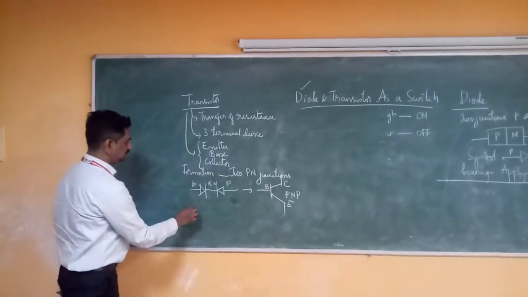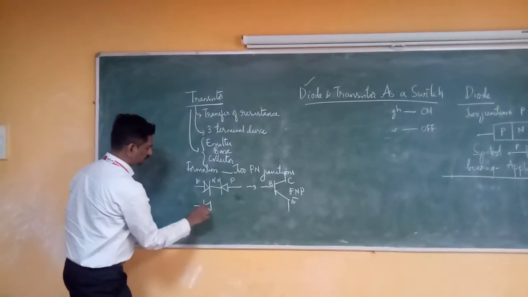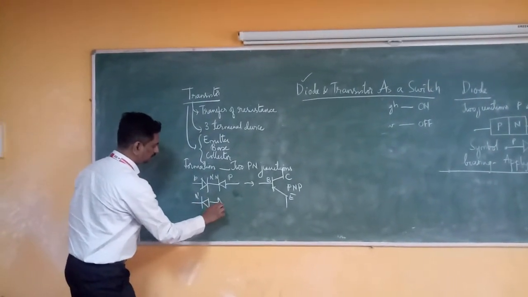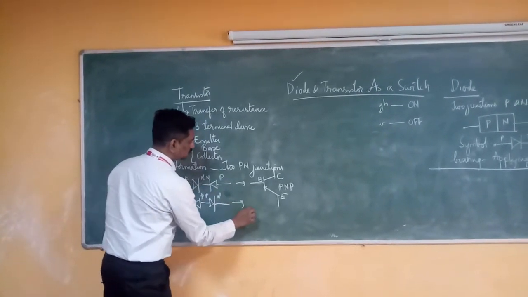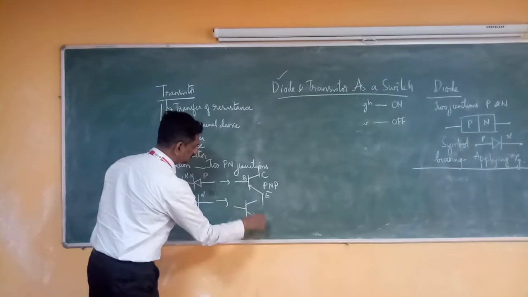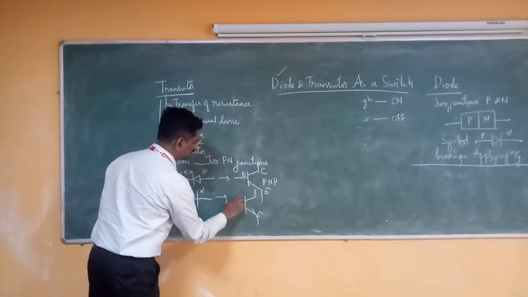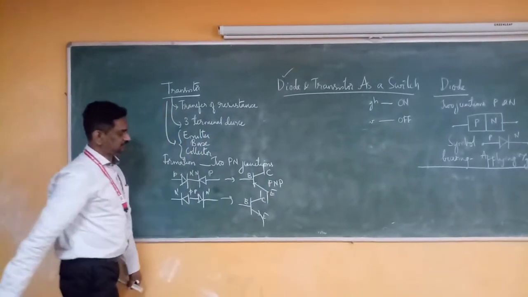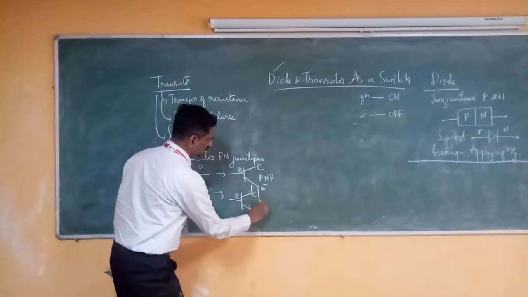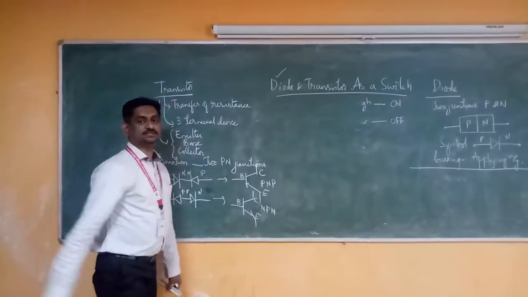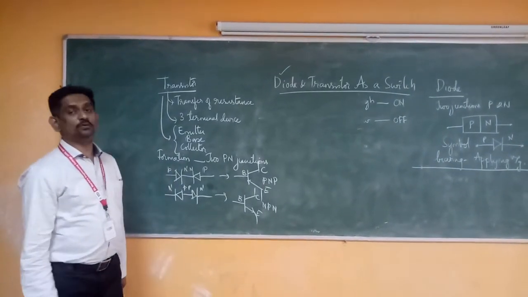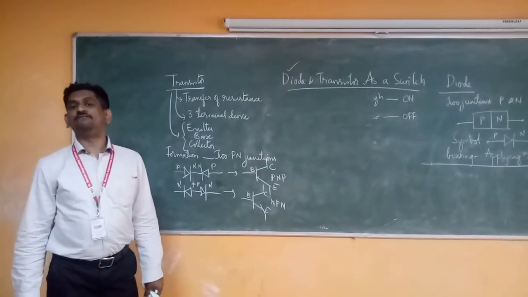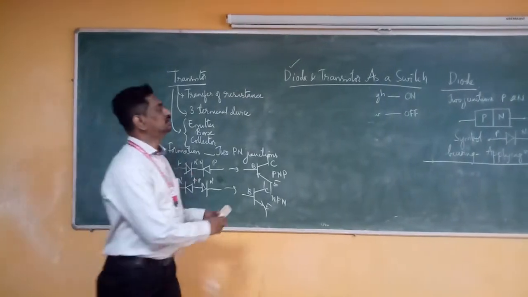And NPN transistor, NPN. Symbolically we write this as emitter, base and collector. So this is called an NPN transistor. Now our discussion is to show the transistor working as a switch.